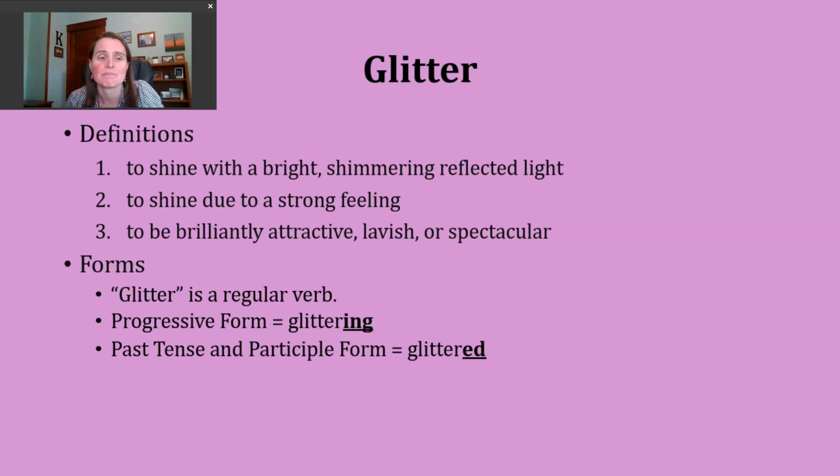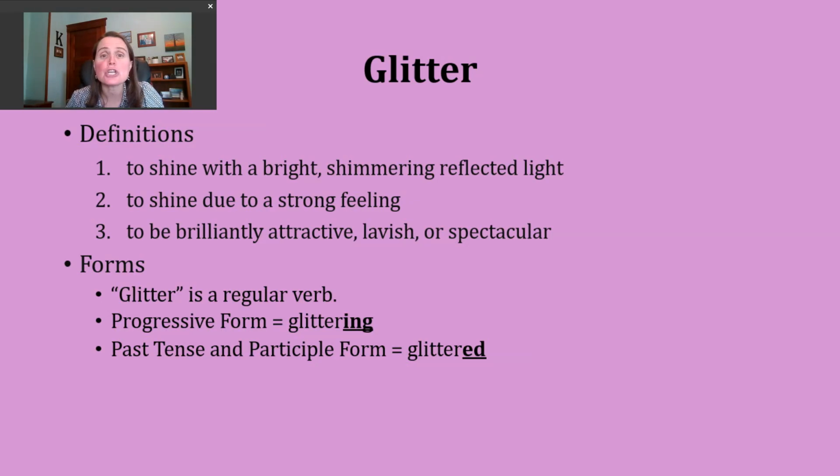Now, a third way you may encounter the verb glitter can mean to be brilliantly attractive, lavish, or spectacular. So we might think of something very new being built that's really perhaps impressive. It might look very shiny, very expensive. Those qualities tend to exist when we're using that third definition.